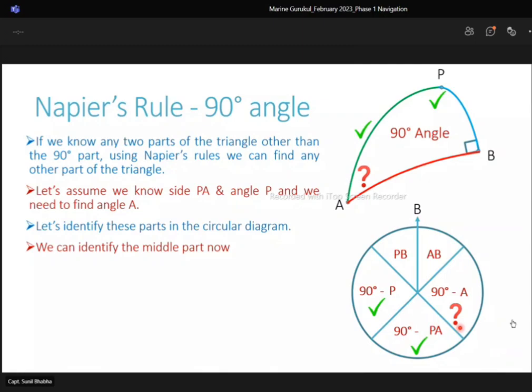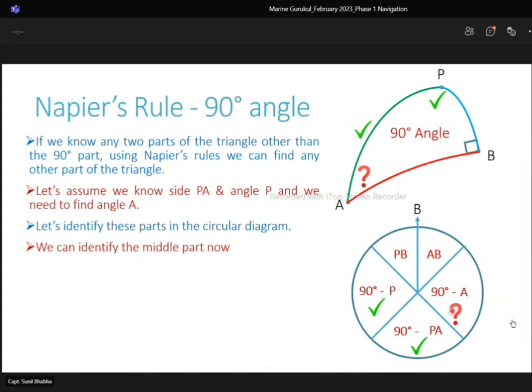It should not happen that you pick up the middle part and one of the part becomes adjacent to it and the other part becomes opposite to it. In that case, we will not be able to apply the Napier's rule. Now, why is that so? That is so because if you have a look at the Napier's formula, you will realize that the formula either has both the adjacent part or both the opposite parts. We do not have a formula having adjacent and opposite parts, both of them in the same formula.